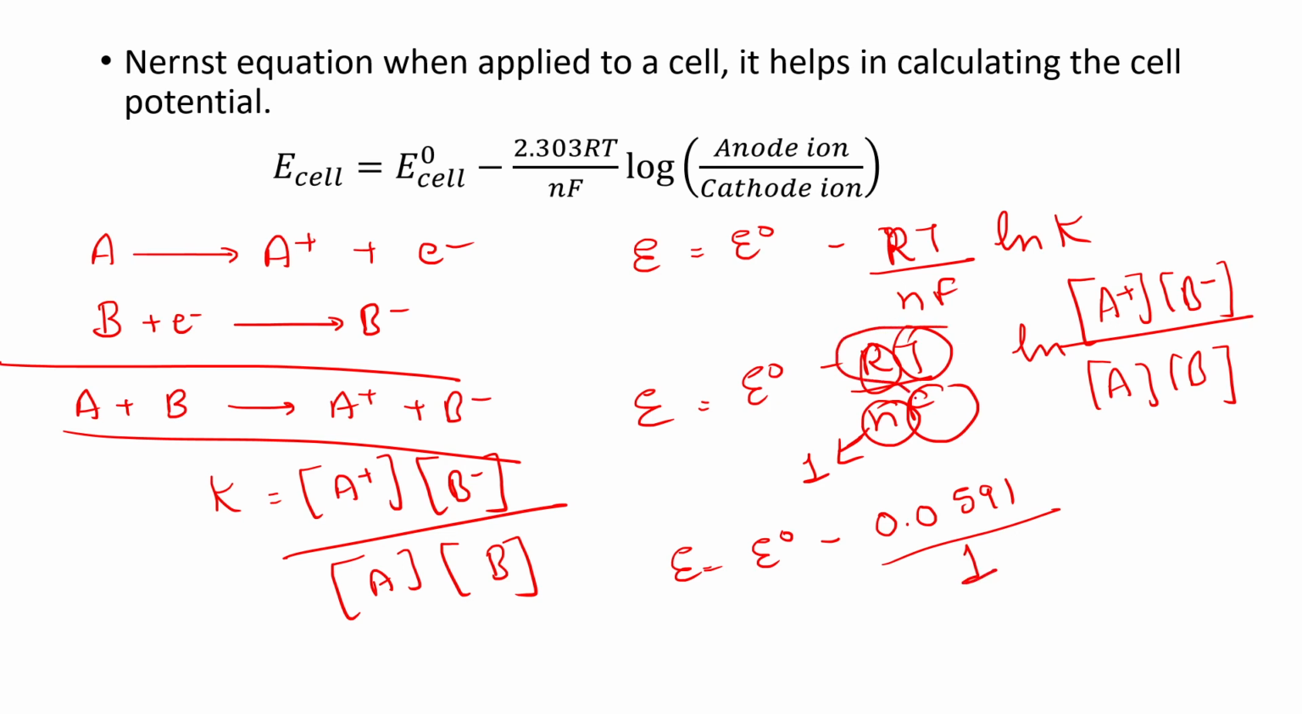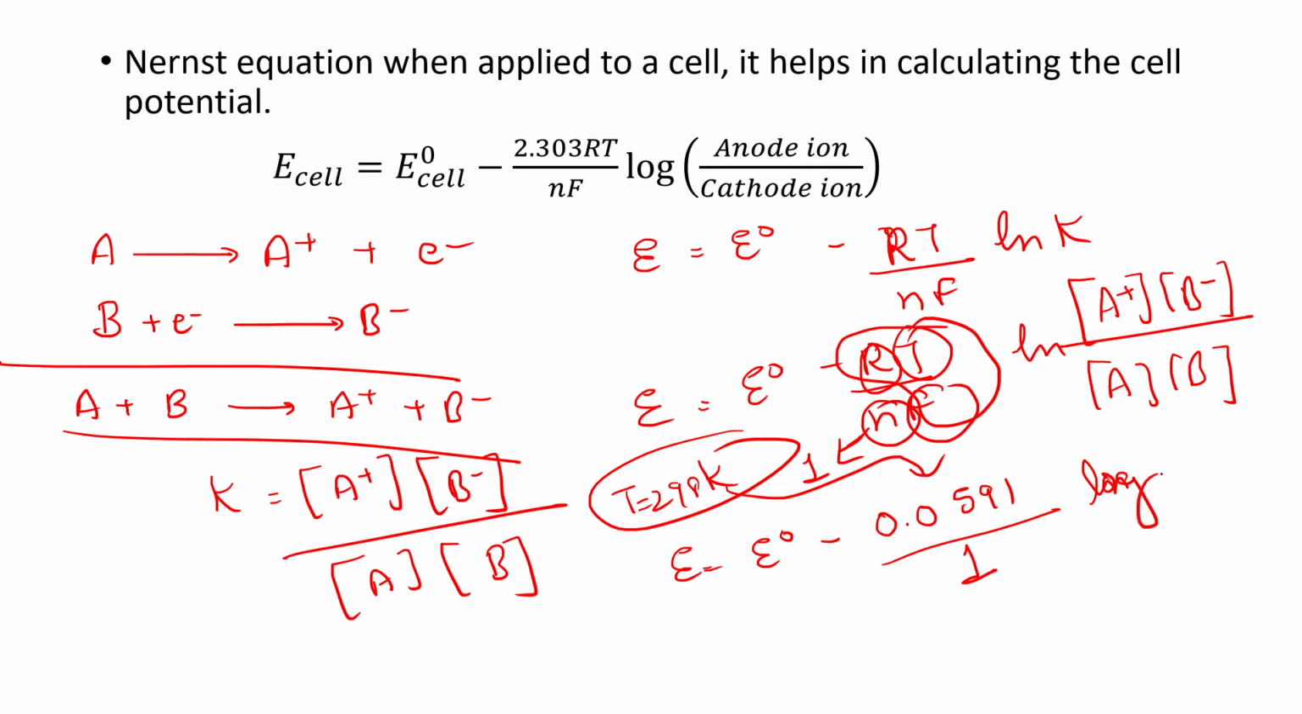At a temperature of 298 Kelvin, the value of RT comes out to be 0.059. I have also converted ln to log, so I multiplied by 2.303 over here. So it will give you A plus B minus over A B. That's how you are supposed to calculate the value, and you will get the Nernst equation.